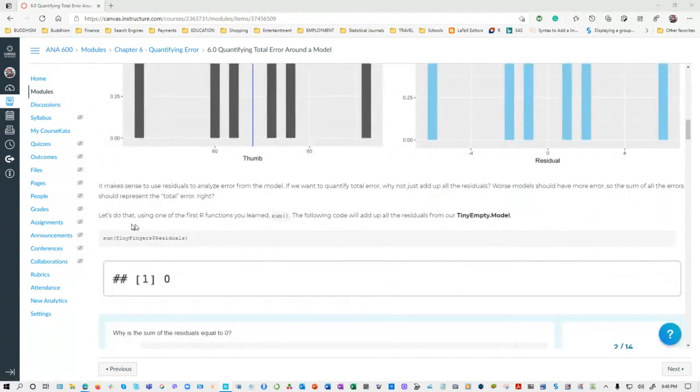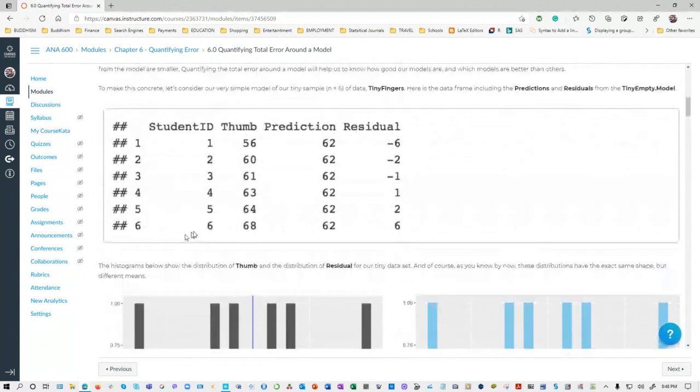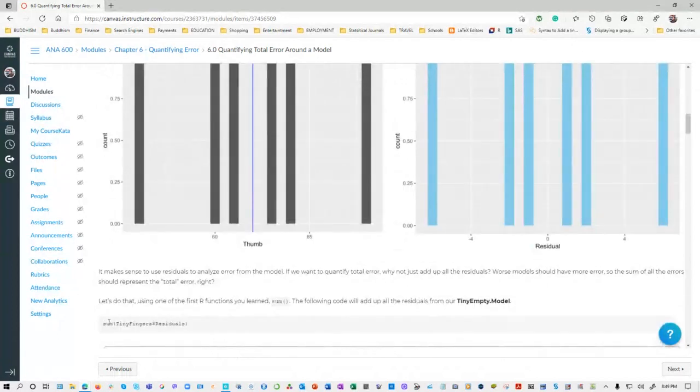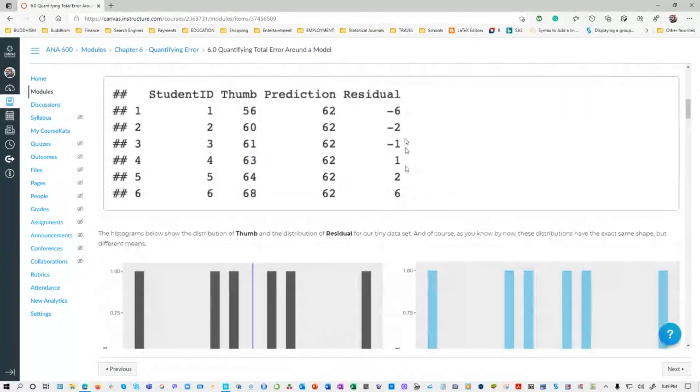Then they went to the residual and summed them up. This is the function, tiny fingers. Within that data set, you go to this variable and use the function to sum them up. That would give you 0 for sure. Even by looking at this, you can tell.